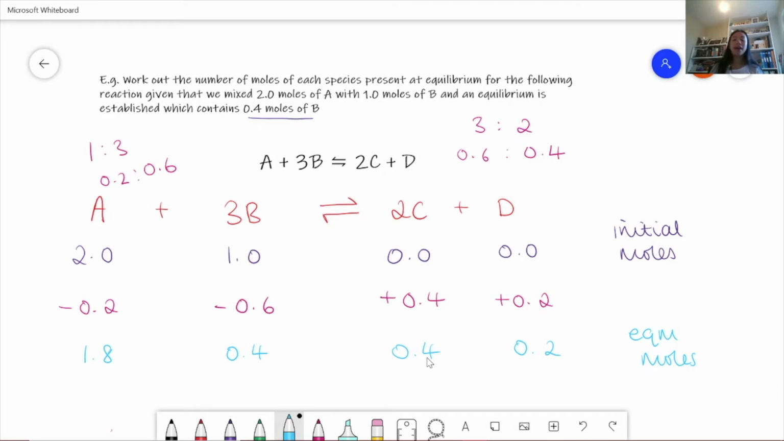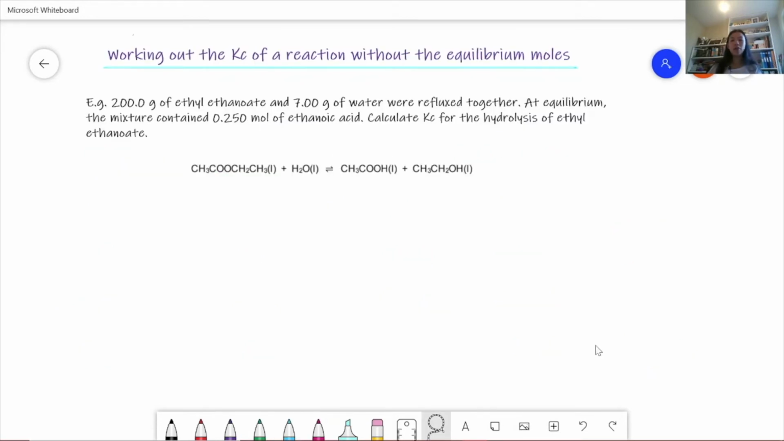We can then apply this to finding Kc by converting the moles to concentrations. So now we can find out how to work out the Kc of a reaction without the equilibrium moles. If we look at this example, 200 grams of ethyl ethanoate and 7 grams of water were refluxed together. At equilibrium, the mixture contained 0.250 moles of ethanoic acid. Calculate Kc for the hydrolysis of ethyl ethanoate.